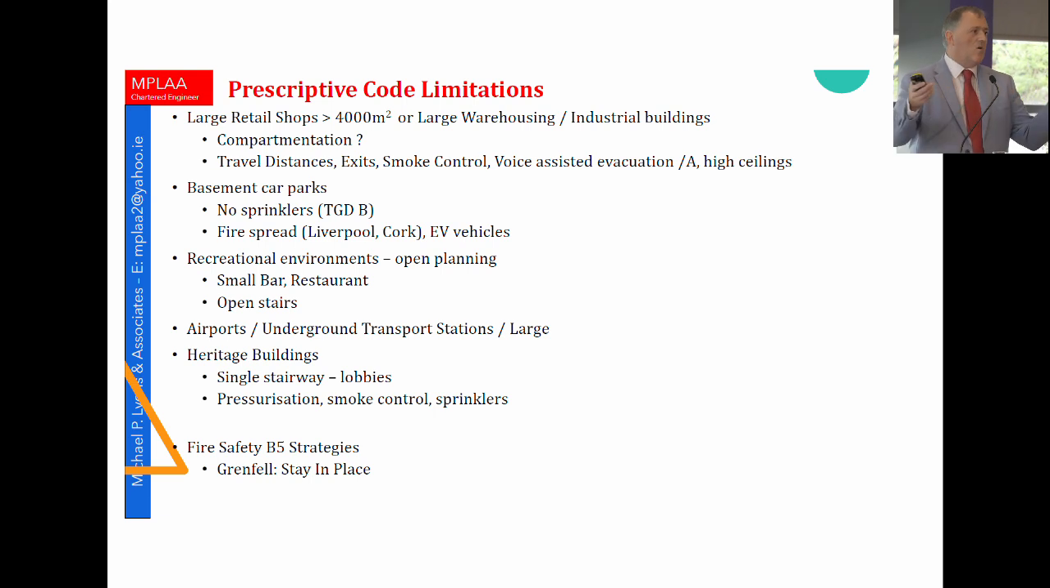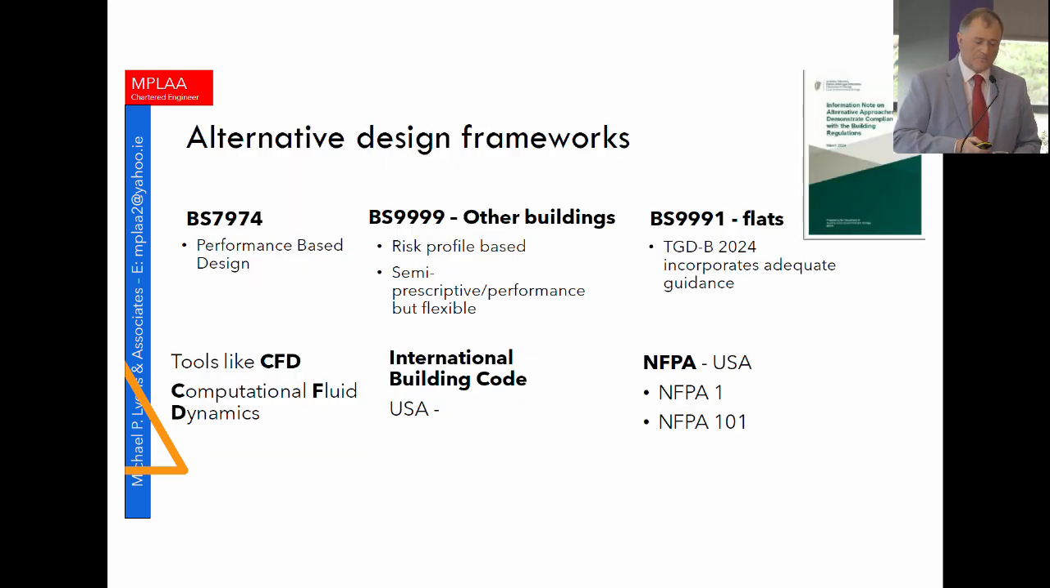Now, that's all up for grabs when you go into a performance-based design strategy. You've got to convince the assessing officer whichever of the strategies, or maybe a hybrid version of them, is acceptable or not acceptable. I've mentioned 7974, and there's 9999. I think the 9991 code is going to be less and less used. It will be used a little bit.